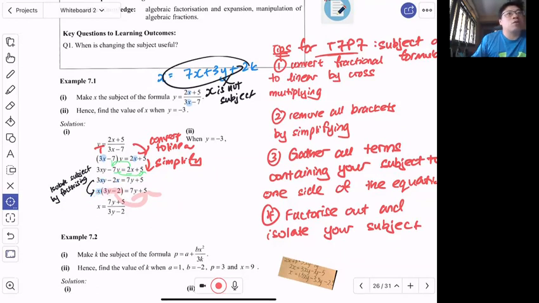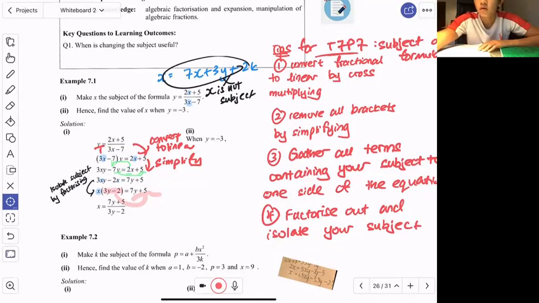Wait, let me see. Sorry, I couldn't see your face. Let me see your face. Where are you? Suddenly I lost Pierre's face. Pierce, where are you? Pierce, okay? Yeah, I'm okay.